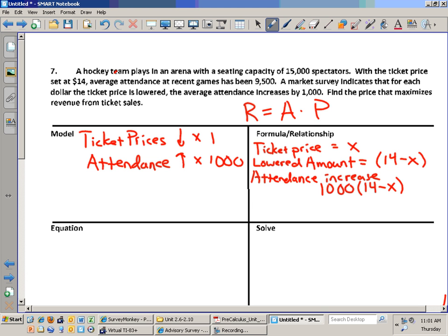Let's actually look at the actual attendance. What is the current attendance? 9,500. And what's going to happen to the attendance, we hope? Go up by how much? By 1,000 times 14 minus X.